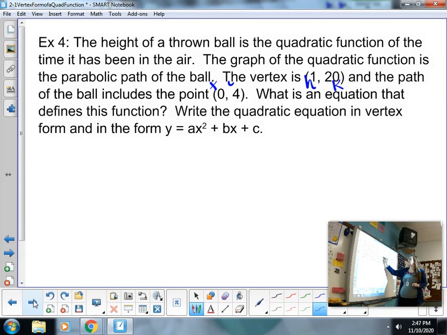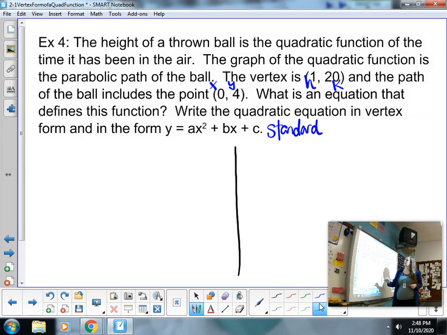This would be my example x and y in order to find my a. But there's two things we have to do here. It says, what is the equation that defines this function? Write it in vertex form. That's like what we just did in example 3. And in the form y equals ax squared plus bx plus c. This is what we call standard form. So once we get our equation in vertex form, we're going to go back and rewrite it in standard form. And there's just some simple algebra steps we're going to do in order for that to happen.